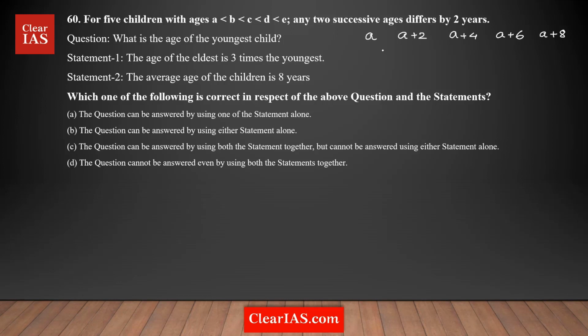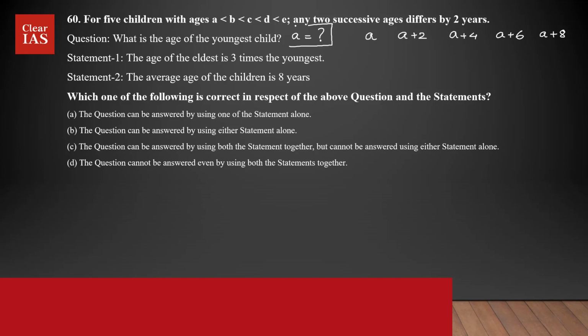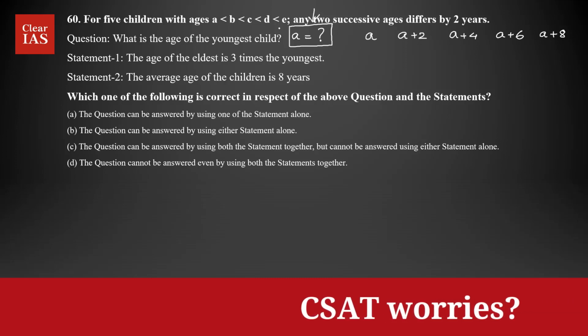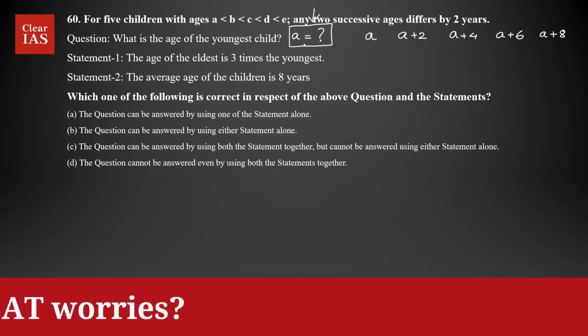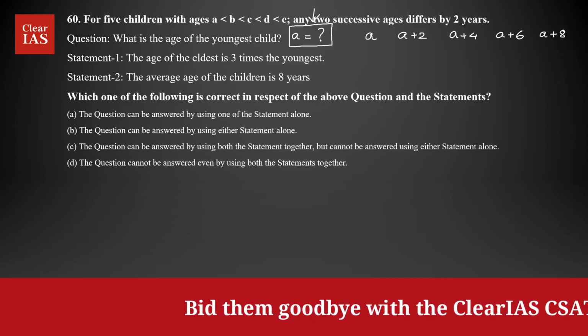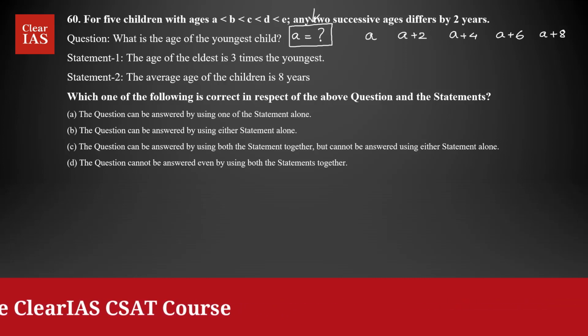And the question is asking you to find the age of the youngest child, so it's asking what the value of A is. If you're able to find an exact, single value for A, that means the statement would be sufficient to answer the question. Now let's analyze each statement one by one.